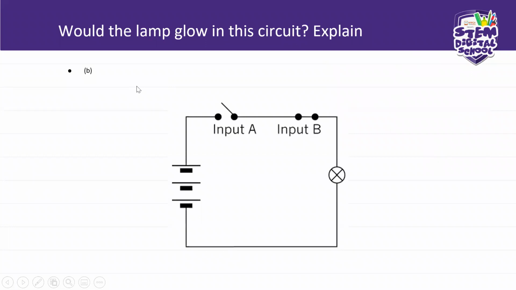Will the lamp glow in this circuit? Let us look at this one. You have a series connection of switches. A is open. Will this lamp glow?